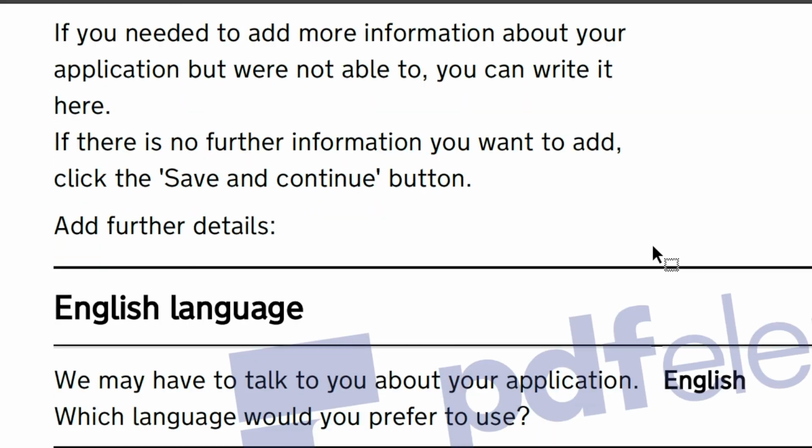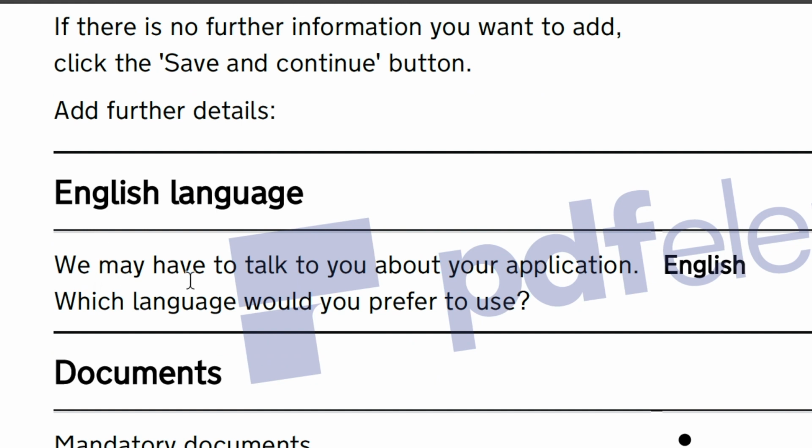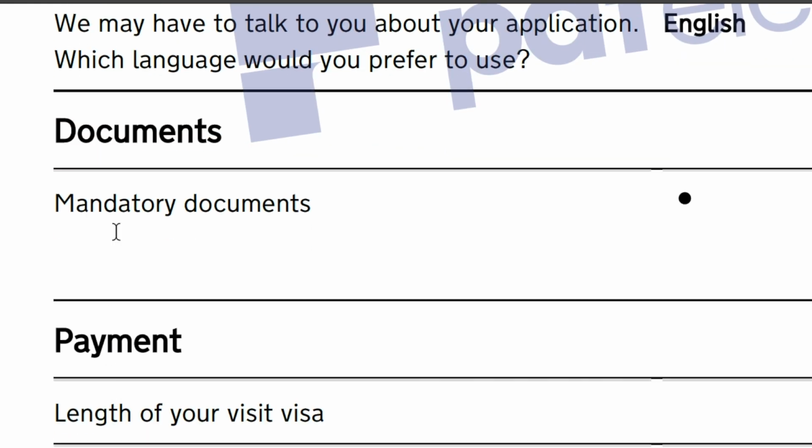The essence of this place is to clarify anything. Let us know why we should give you the visa. So whatever you're providing, you should be able to convince the visa officer to give you the visa. English language: we may have to talk to you about your application. Which language would you prefer? Documents. So they're going to list the mandatory documents, and you're going to provide them.